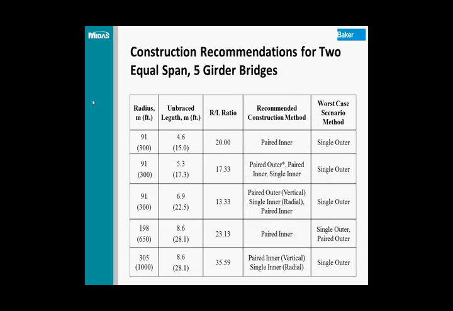So now this is looking at the 2 equal span 5 girder bridges. You can see once again for the worst construction method, or the one that's resulting in the highest deflections, the majority of these are the outer methods. However, you can see the recommended construction method varies greatly depending on what actual bridge we're looking at.